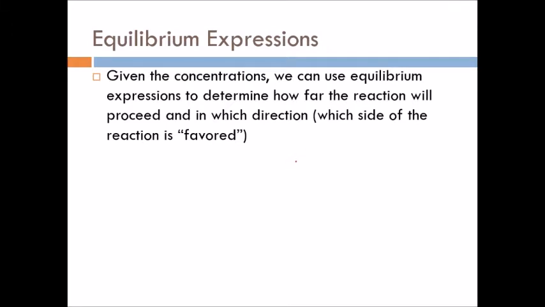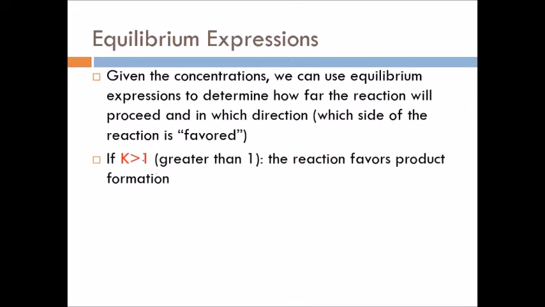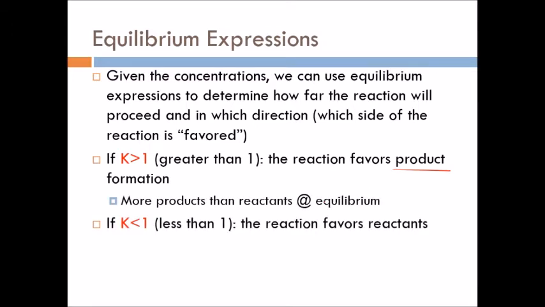We get that ratio so we know which side is favored. Is it the products that are favored, or is it the reactants that are favored at equilibrium? So if K is greater than 1, the reaction favors product formation. You have more products than you do of reactants at equilibrium. Those constant concentrations, there's more products. Now, if K or KEQ is less than 1, the reaction favors the reactant side. Once again, in the ratio, the denominator is bigger, so K is less than 1. That means you have more reactants than you do products at equilibrium, those constant concentrations.